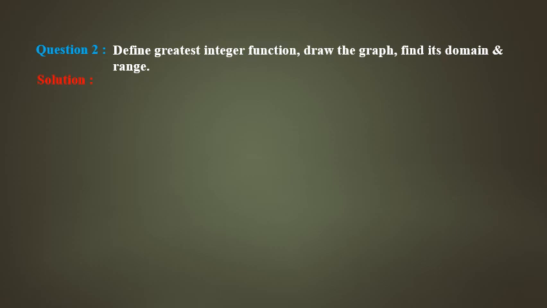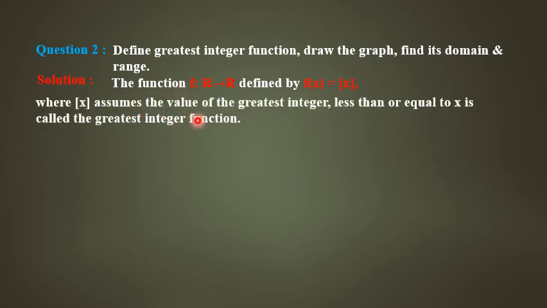Define the greatest integer function. Very important, it is a special function, understand properly. The function f from R to R defined by square bracket x, it is not mod, it is square bracket x, where square bracket means it assumes the value of the greatest integer less than or equal to x, is called the greatest integer function. Once again I repeat, the bracket of x is nothing but a number. Say for example 2.3 is present here, I take only the integer 2, the greatest integer not greater than this number. Next I will further explain.